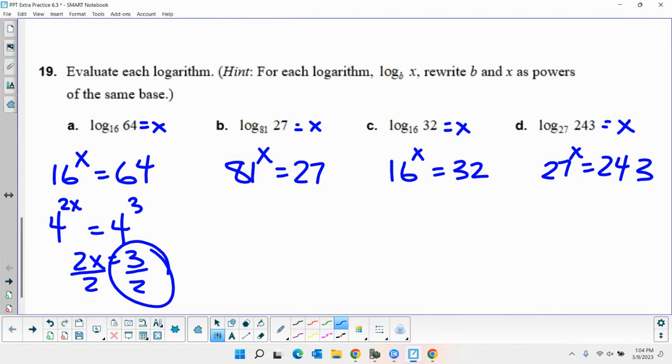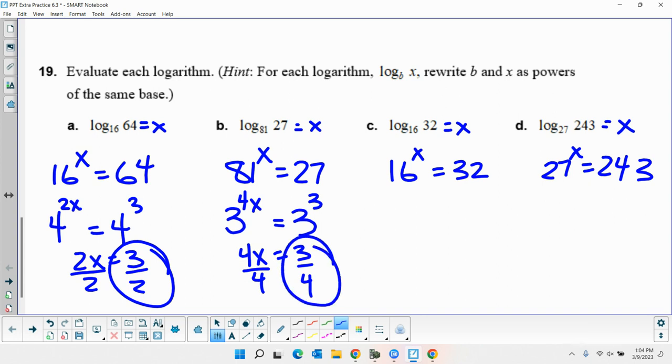What number can we use for 81 and 27? 9. You can't, 9 times 3, but there's not a 9 times 9 again, right? So we have to go smaller. 3. Yeah. 3 to the 4th is 81. And then there's the x. And 3 to the 3rd is 27. So now we're going to say 4x equals 3. And then divide by 4. So that answer is 3/4. Right, Emma?